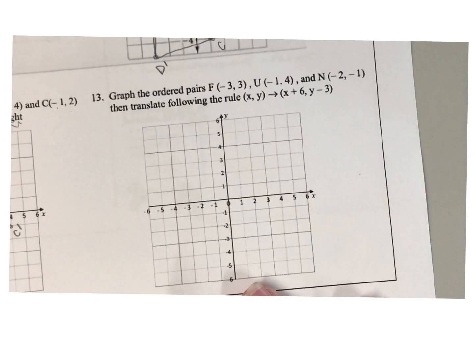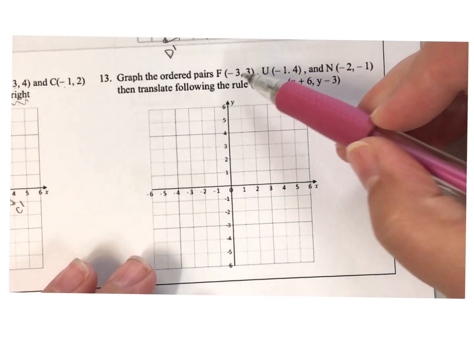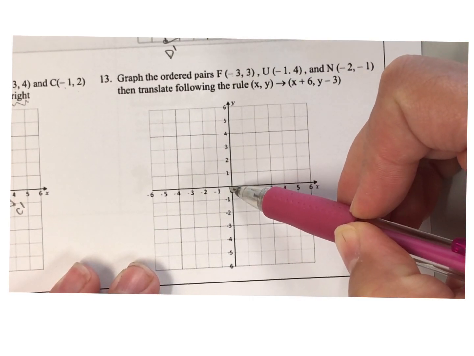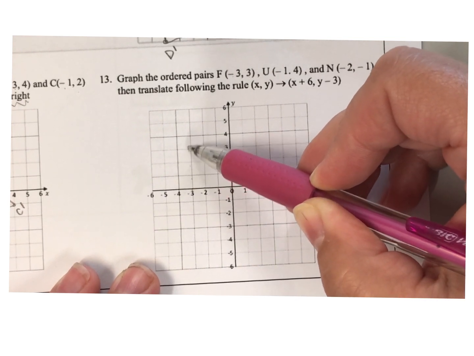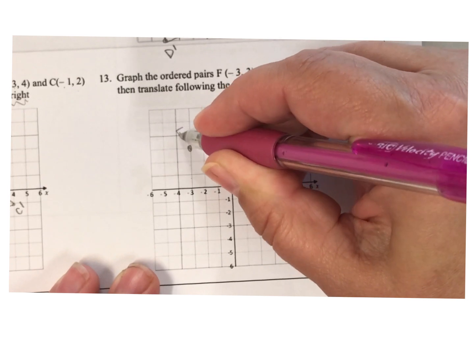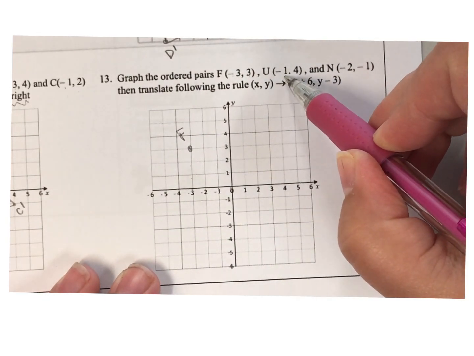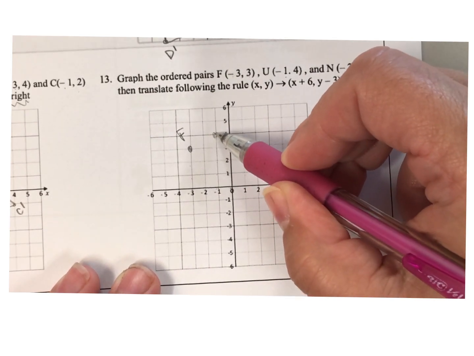All right, last one. So again, we need to plot those points, -3, comma 3. So start here, side to side, -3, that would be left, 1, 2, 3, up 3, 1, 2, 3. Here is my F. Not F prime, but F. U is -1, comma 4. So we're going to go -1, 1, 2, 3, 4. Here is U.